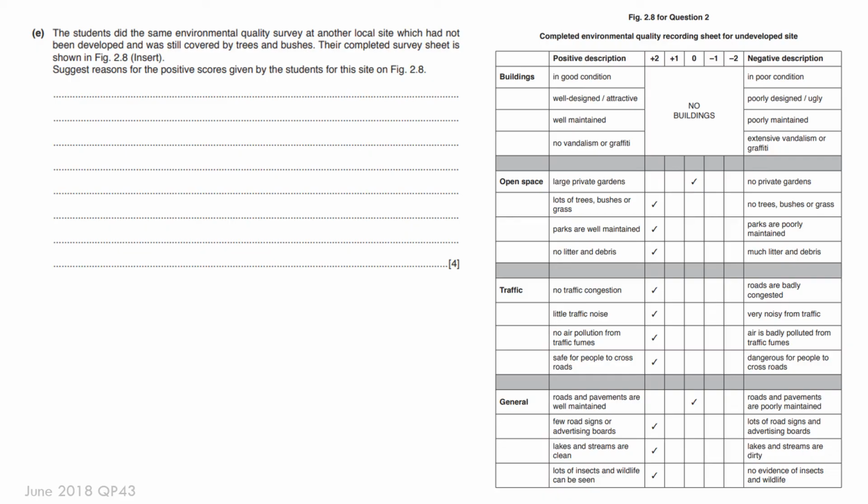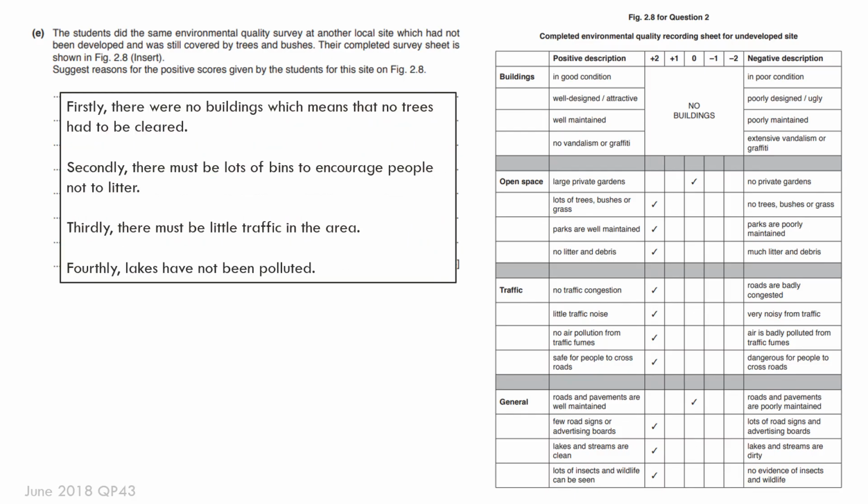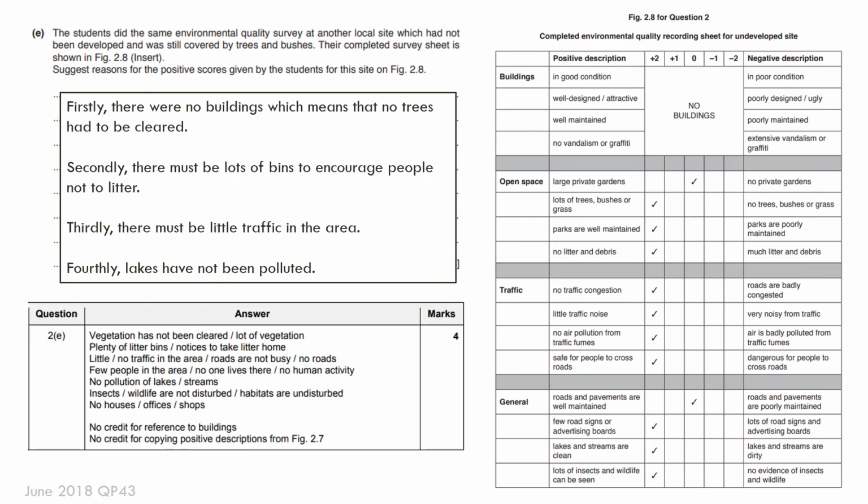And again, suggest reasons for the positive scores given by the students for this site on figure 2.8. So why are buildings in good condition? Why is there lots of parks? Why are parks well maintained? So you need to think of all the different reasons. So if there are no buildings, no trees had to be cleared. There are lots of bins, therefore this should hopefully encourage people to not drop litter. There must be little traffic in the area, and lakes have not been polluted. So again, just drawing out the reasons from the score.